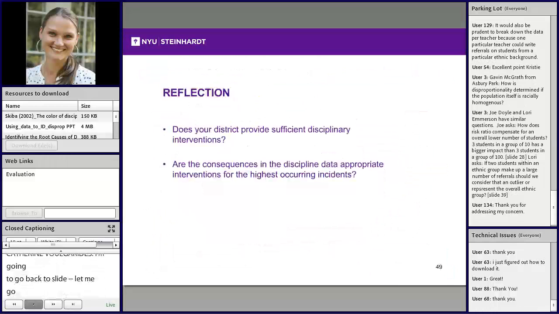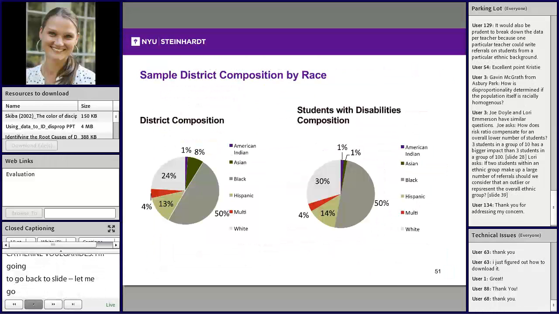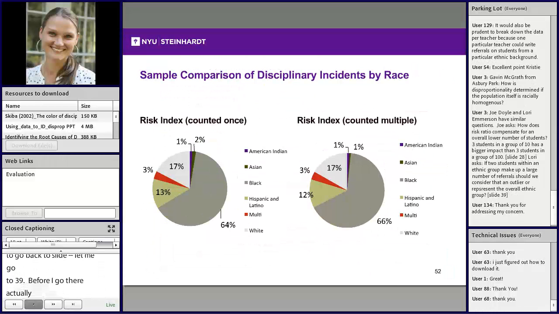Actually, before I go there, that's where this slide becomes really important, because there is often a group of students that comprise the largest amount of referrals, and if you ask anybody in a school building or a district, they can name them by first name and last name.